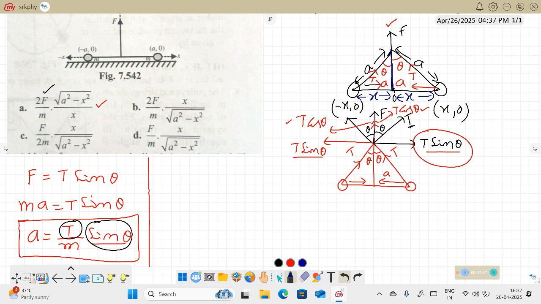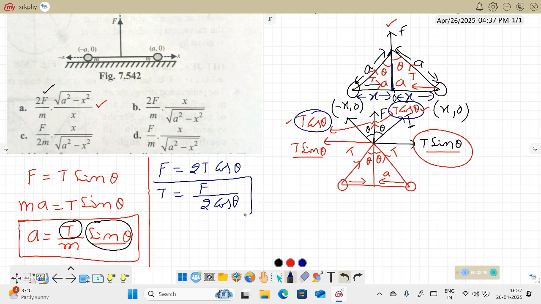If you look at the diagram, this is one T cos theta, and this is T cos theta. These two T cos theta are acting in the upward direction, along the direction of the force. So from that I can write force is equal to 2T cos theta. Now from this I can find the T value. T value is equal to F by 2 cos theta. Now put this T value in this equation.